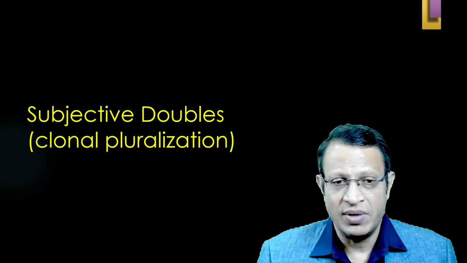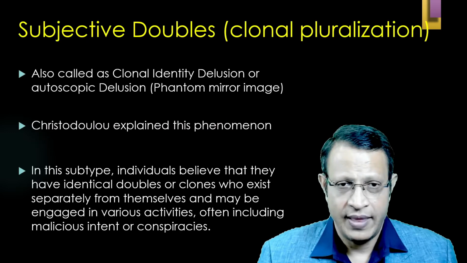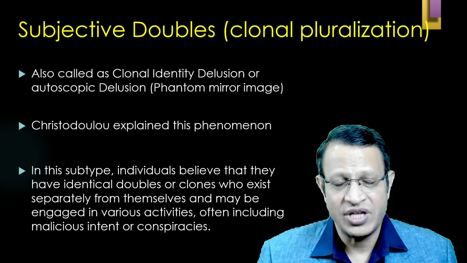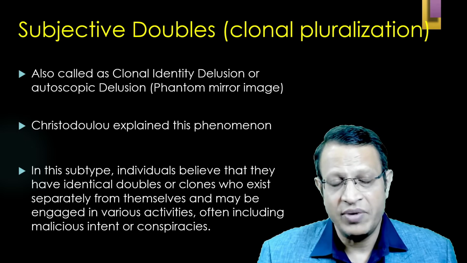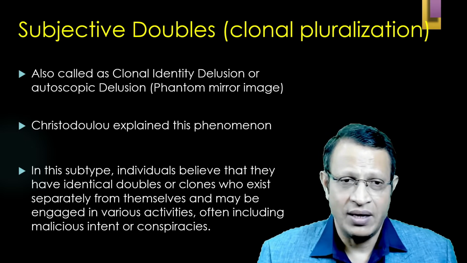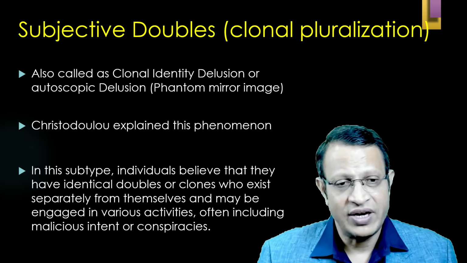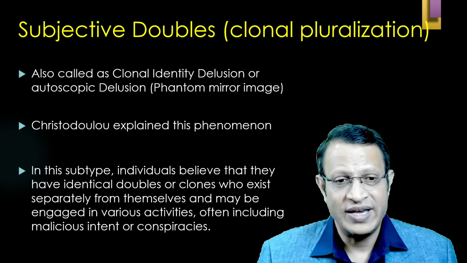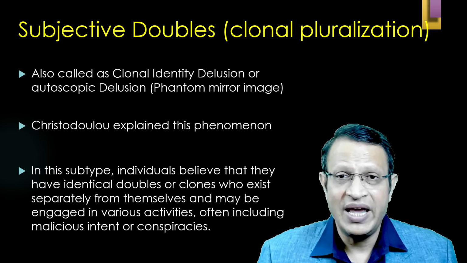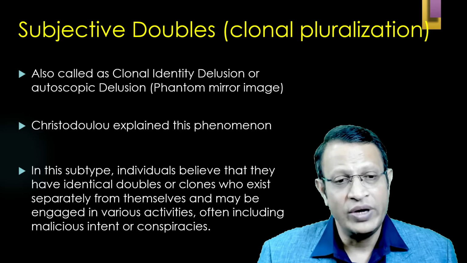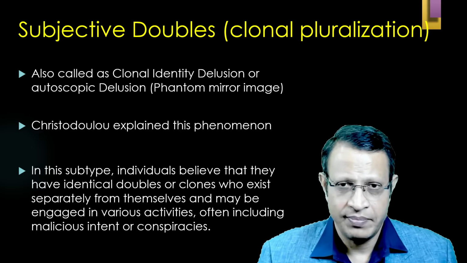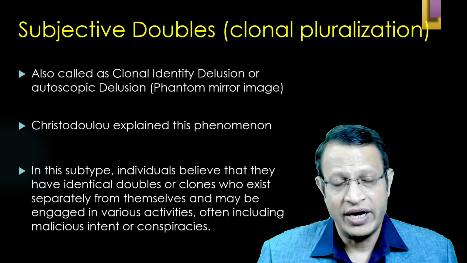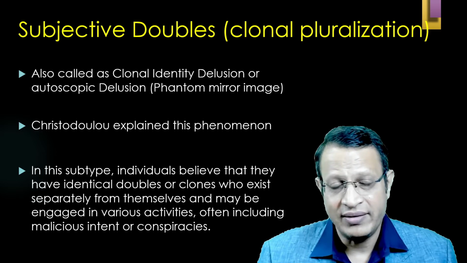Let's look at the subjective doubles or clonal pluralization. It is also called clonal identity delusion or else autoscopic delusion. In French psychopathology, it is mentioned as phantom mirror image, my dear friends. It was first described by Christodoulou, my dear friends. In this subtype, the individual believes that they have identical doubles or clones who exist separately from themselves and may be engaged in various activities, often including malicious intent and conspiracies against them. The patient clearly says that he is admitted in the hospital, but there is a clone or a double who is existing in the society and maligning their name.